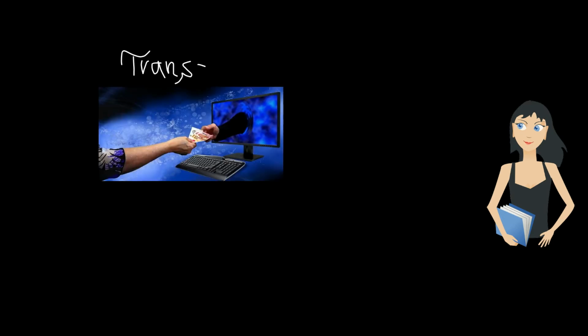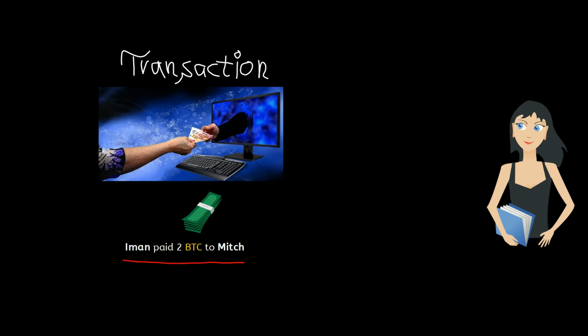Now let's fully digest how Bitcoin works. The smallest unit of the Bitcoin system is one transaction. Imagine I want to send 2 Bitcoins to Mitch. Bitcoin is exactly like any valid currency, like dollars. This is the simple message: Iman pays 2 Bitcoins to Mitch.